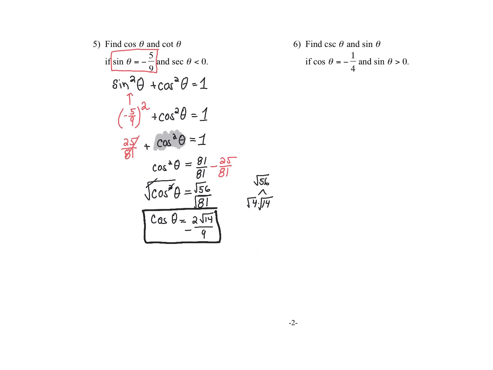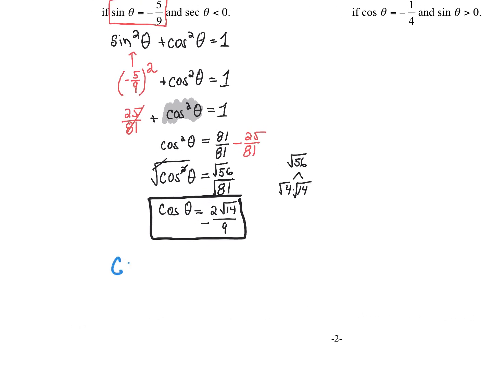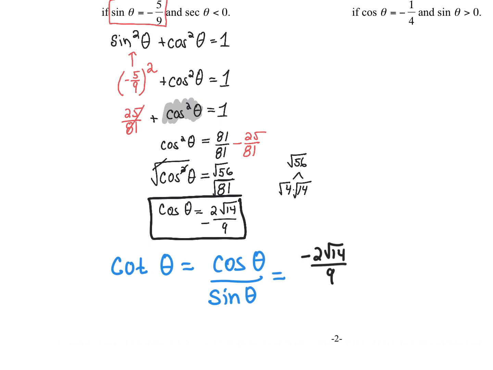Okay, hopefully you identified the idea that cotangent theta is equal to the cosine over sine. And so now we can fill in what we know and sort of simplify to solve for what we don't. So we know cosine is now equal to negative 2 root 14 over 9. And we knew our sine value was negative 5/9.